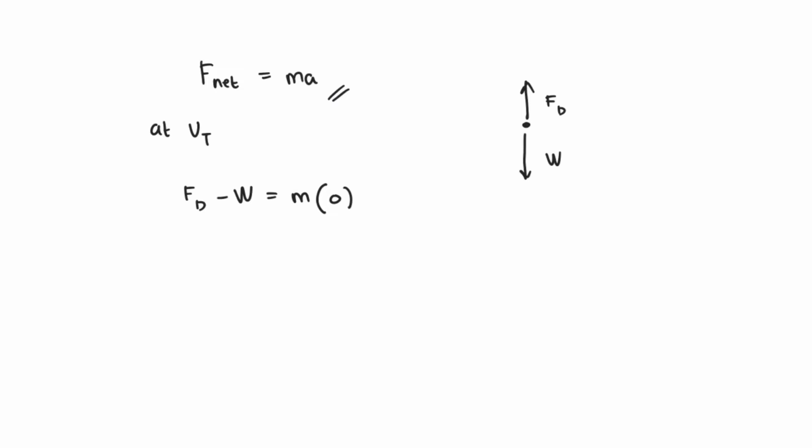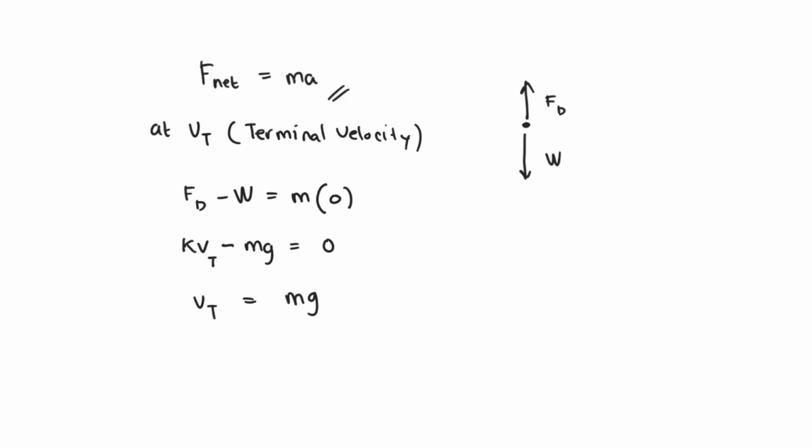So now let's expand this. The drag force according to the previous slide is equal to kV, minus the weight of the object, which is mg, and that is equal to 0. And once again, this only happens when we have reached the terminal velocity. So I'm going to call this velocity right here Vt, meaning the terminal velocity. Alright, so manipulating this equation tells us that Vt is just equal to mg divided by k.